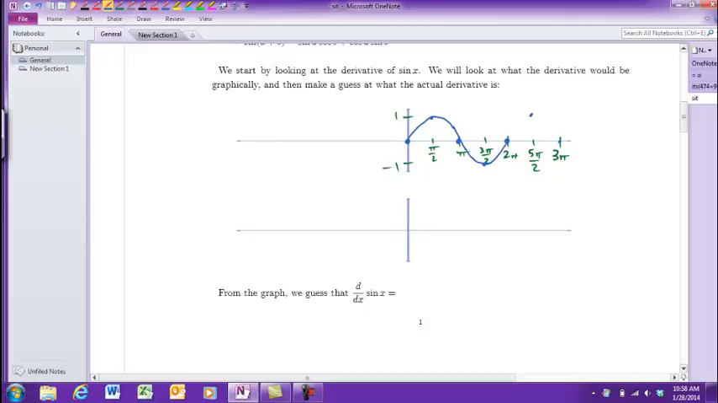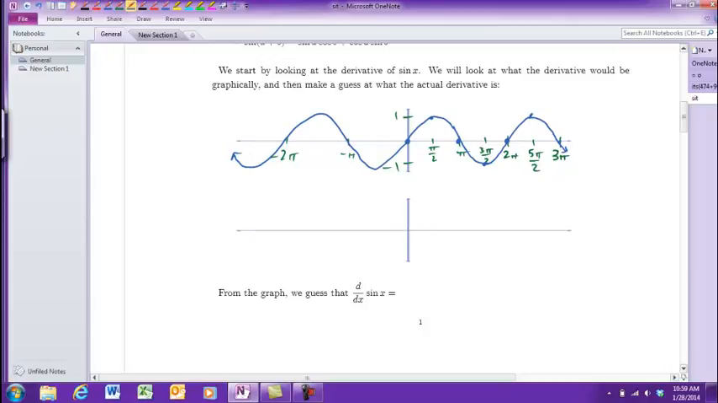So it sort of looks like that. And of course it does the same thing as you go back. Here's negative pi, negative 2 pi. Comes down, back up, down, etc.